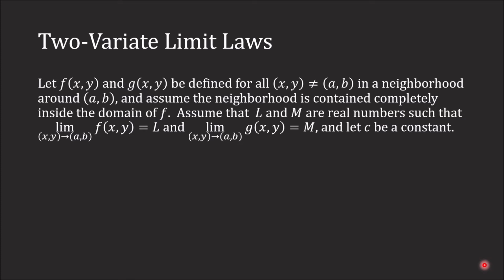So we have the two variate limit laws, just like we had the single variate limit laws. Let f of xy and g of xy be defined for all xy not equal to AB in a neighborhood around AB, and assume the neighborhood is contained completely inside the domain of F. Assume that L and M are real numbers, such that L is the limit of f and M is the limit of g, and let c be a constant.